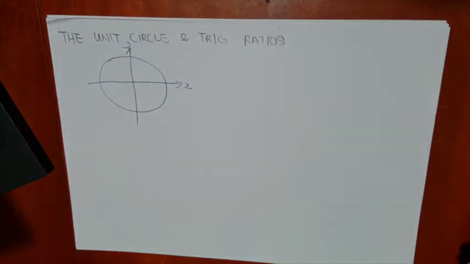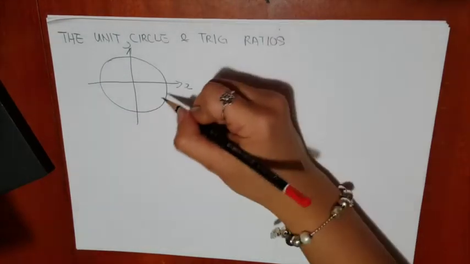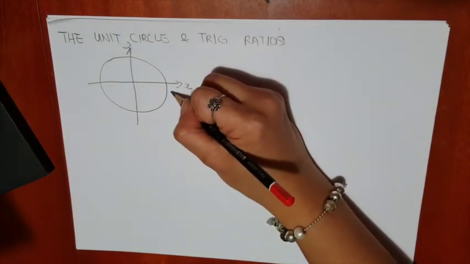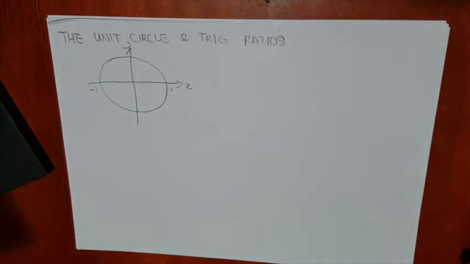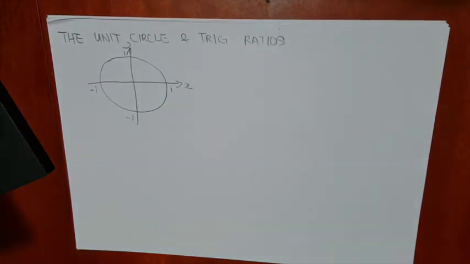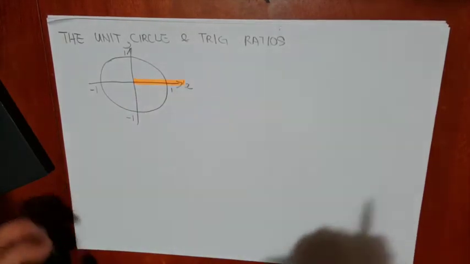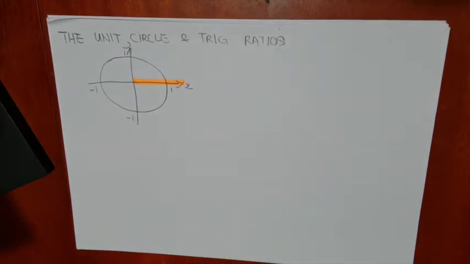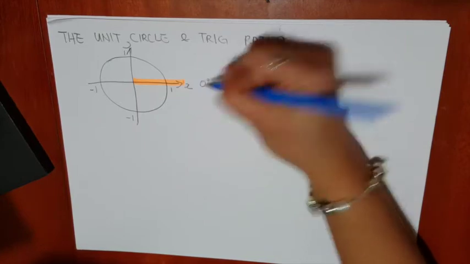For it to be a unit circle, the radius needs to be 1 unit, and therefore the x-intercepts will be 1 and -1. The y-intercepts will be 1 and -1. Another important thing to note for unit circle is every single calculation needs to begin on this line over here. And because we started here, we will call this 0 degrees.